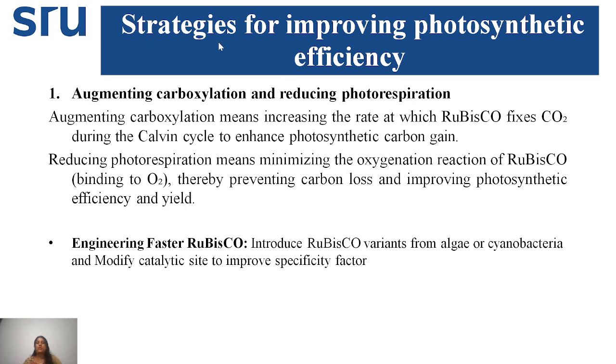Now let's move to the strategies for improving photosynthesis. Once you understand photosynthesis in detail, you can make your own strategies also. So what are the criteria we can improve to get a higher yield? One is, as we already know, augmenting carboxylation and reducing photorespiration. Repeatedly we are mentioning photorespiration. To increase the photosynthesis, we need to avoid that photorespiration.